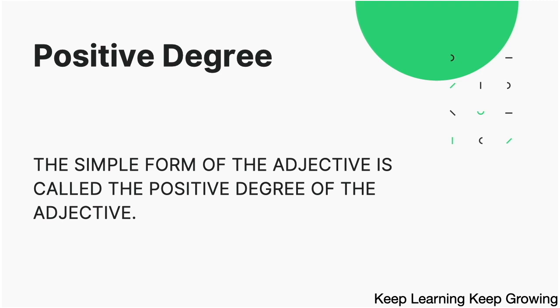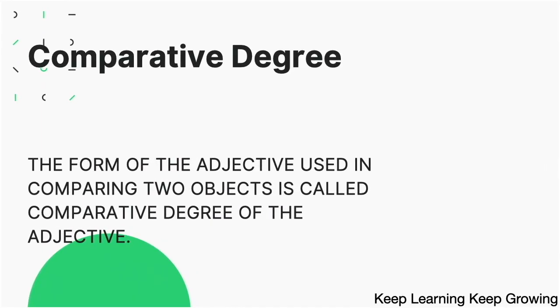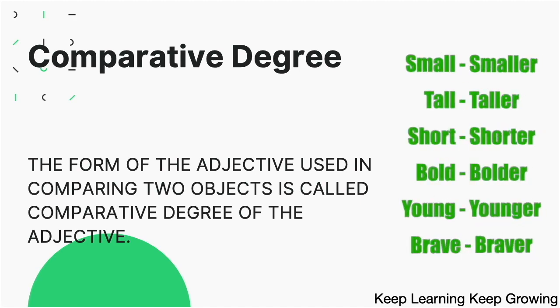Now moving on to the third slide. Comparative degree. The form of an adjective used in comparing 2 objects, specifically 2 objects, is called the comparative degree of an adjective. Like small can be written as smaller, tall, taller, short, shorter, bold, bolder, young, younger.